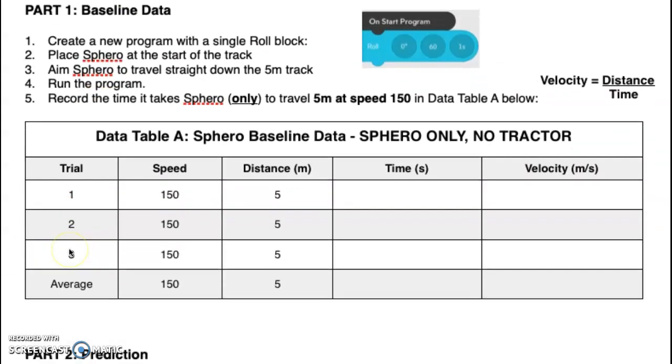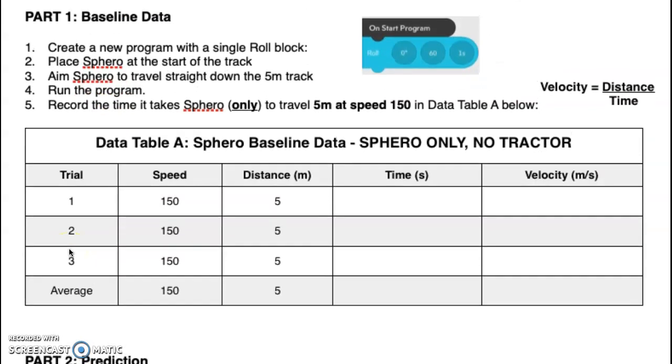The very first thing you'll do with your group is get some baseline data. Please pay attention. It says Sphero only, no tractor. So you're going to be putting just the Sphero on the line and seeing how long it takes just the Sphero to travel 5 meters. Your goal is to fill out just the time section in everything. Please don't worry about anything else except for the time column in each data table. If you don't get to averages, if you don't get to velocity, it's not a big deal. We need you to get the times today in class.